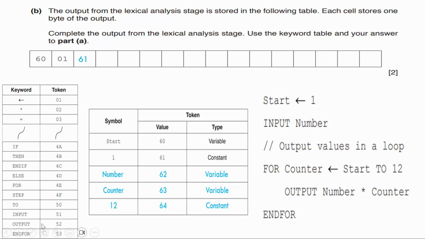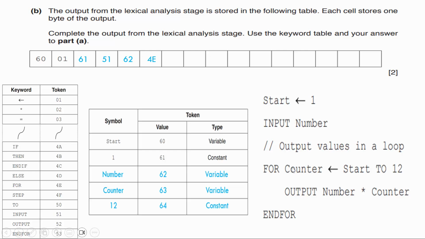Input. I see input has the value of 5, 1. Then we have number. What is number? What is the token value? That's going to be 62. What about these comments? Remember, that's ignored by the compiler, so I'm just going to skip right over those comments. Then we have the keyword 4. I know that's in the keyword table. I look right over here, and I see it has a value of 4e.